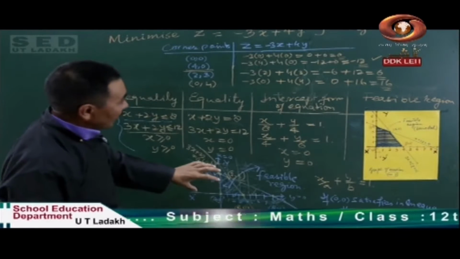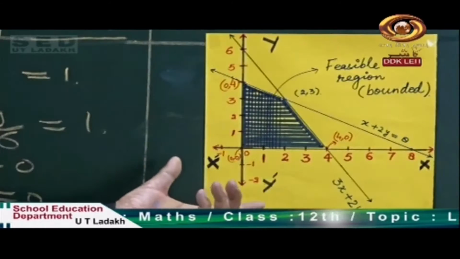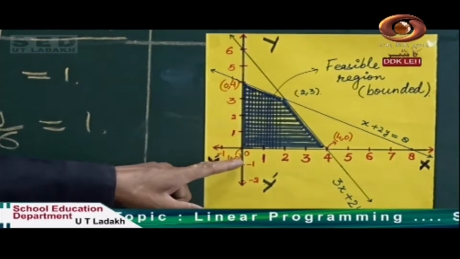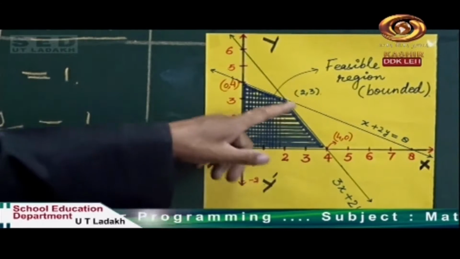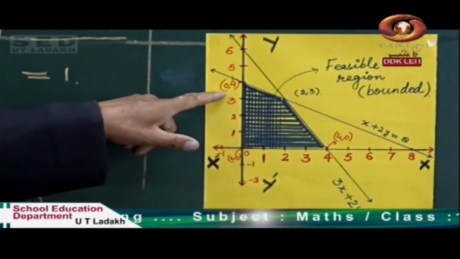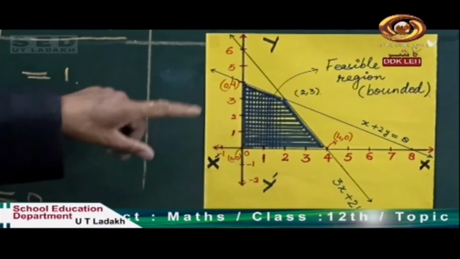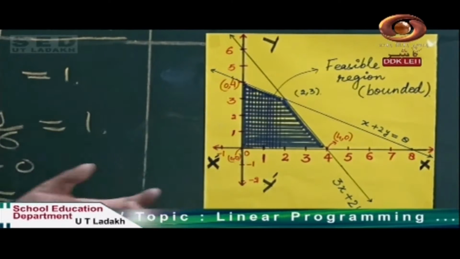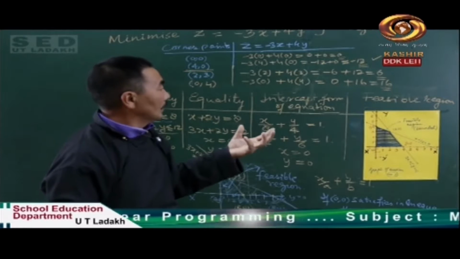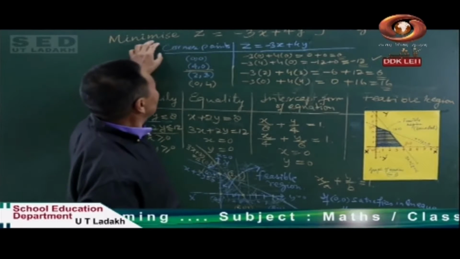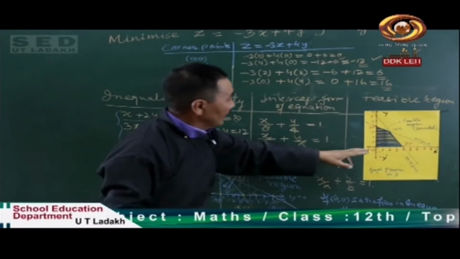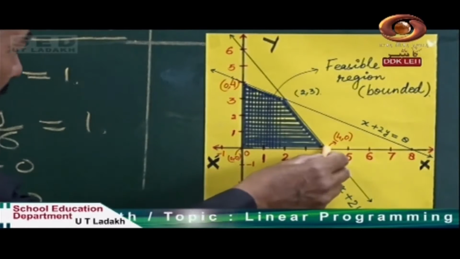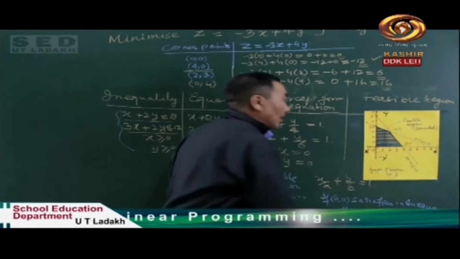So this figure is drawn on paper with the scale. You can look here. This is the origin (0, 0). This is (4, 0). This is the point (2, 3), and this is the point (0, 4). So this is considered a bounded region. We can find the maximum as well as the minimum, but we have to find the minimum value of this function. The minimum value of the function is at (4, 0). That is here. The minimum value of the function is here.